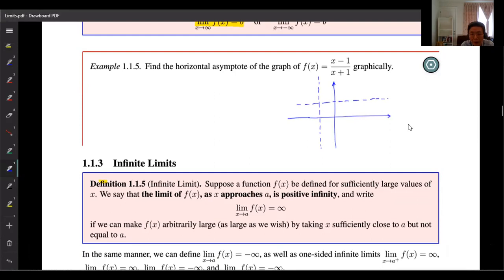As x equals 1, we get 0. I think it should look this way. Yeah, okay, you can double check. For now, just use the graphing calculator, because this is a graphical approach. Later we'll show the algebraic approach. Okay? What's the limit? What's the horizontal asymptote?